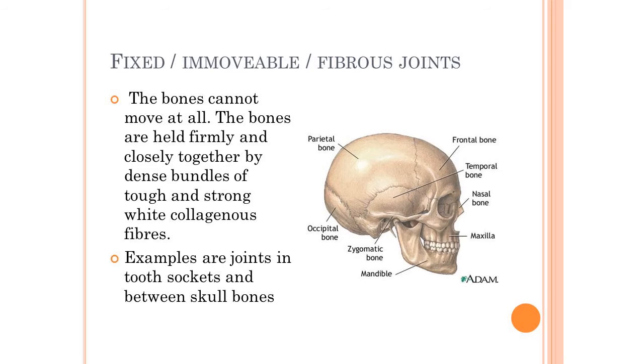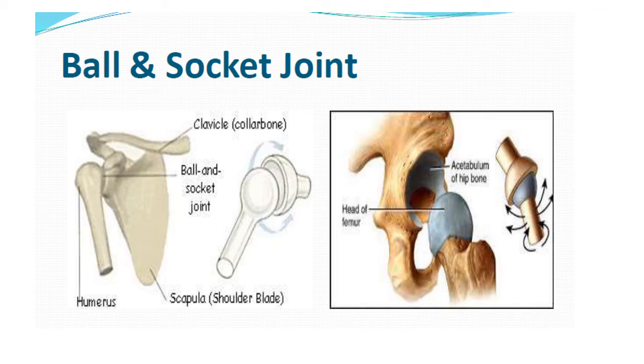Here also you can see the bones are held firmly and closely together by dense bundles of tough and strong white cartilaginous fibers. Examples are the joints in the tooth socket and between the skull bones. The next one is the ball and socket joint. You can see one structure is in the form of a ball, and another one is in the form of a socket. That is what is called the ball and socket joint.